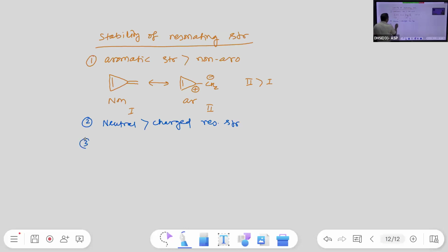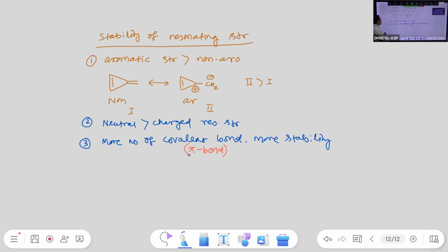Next, third: the more the number of covalent bonds, the more the stability. Which bonds do we have to think of? We have to think of the pi bonds, because before, we discussed that only pi bonds participate in resonance, not sigma bonds. So if we count the pi bonds, the more the number of covalent bonds, the more the stability. So we can take one structure.